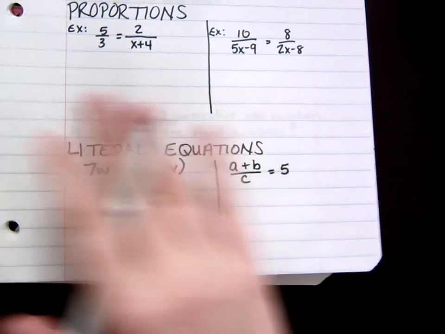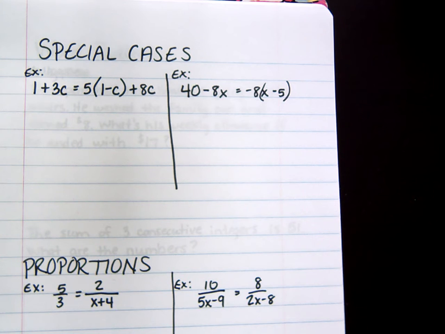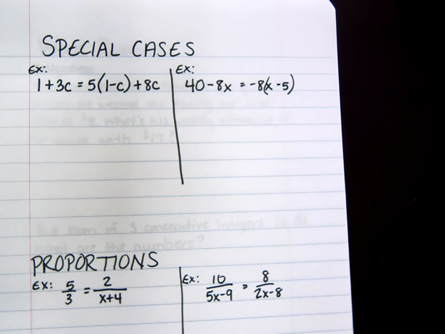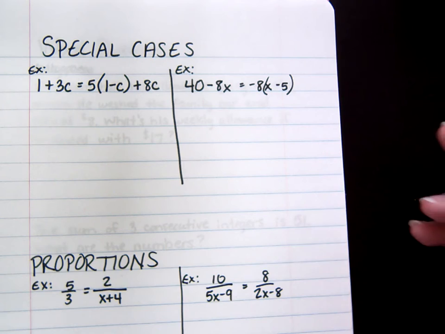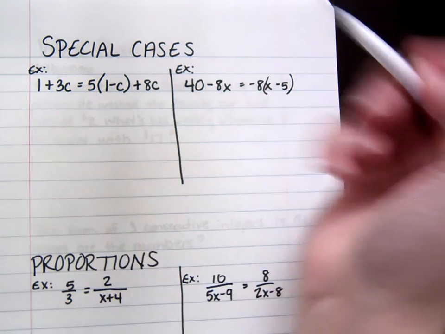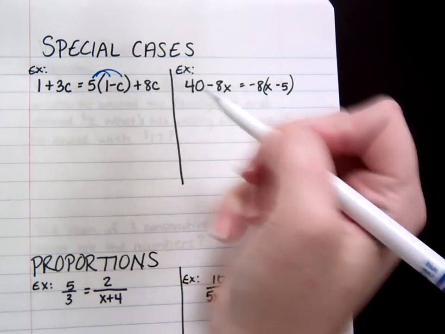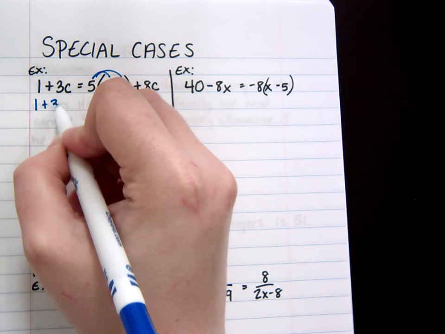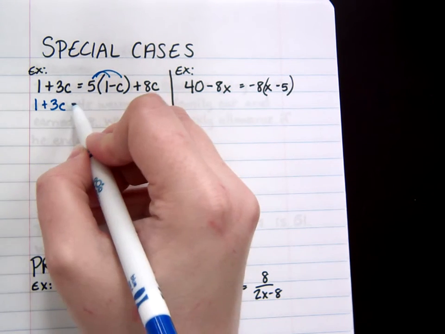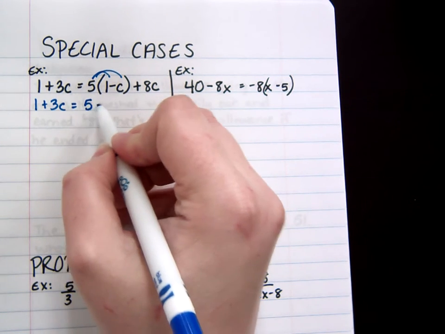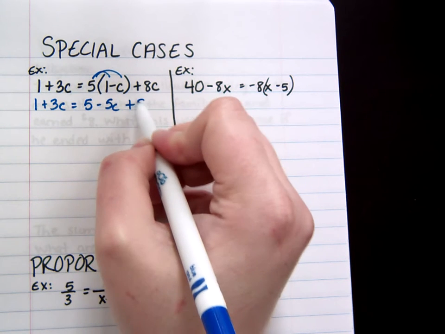Alright. Now, when you're solving equations, sometimes there are special cases. They don't look any different at first glance, but as you go and solve, you're going to see what I mean. So here, start by distributing. So I have 1 plus 3c on the left. On the other side, I distribute the 5 to get 5 minus 5c plus 8c.